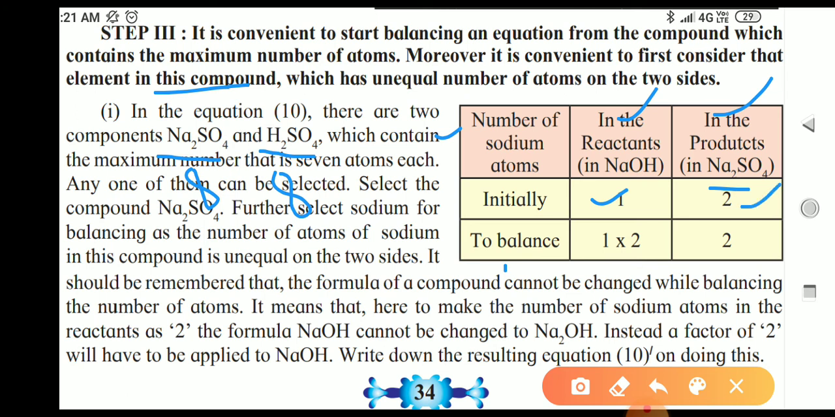To balance this condition we have to multiply this 1 by 2, that is we have to multiply the NaOH in the reactant by 2, thus we can equalize the number. If we multiply by 2 in reactant, then we can equalize the total number of sodium atoms. So we have to multiply the NaOH by 2. Okay, so we can write the equation by multiplying 2 to the NaOH.